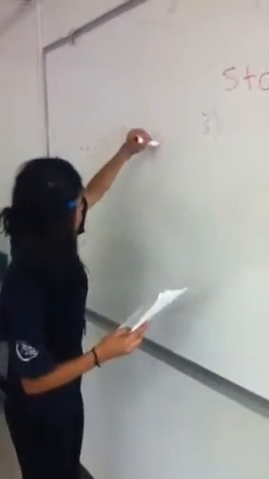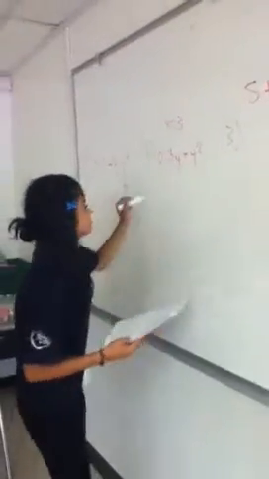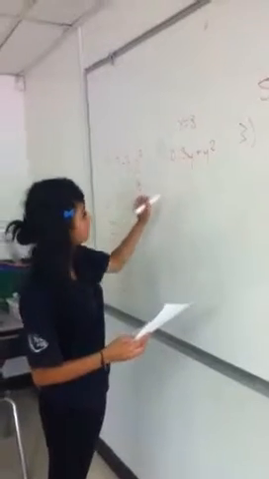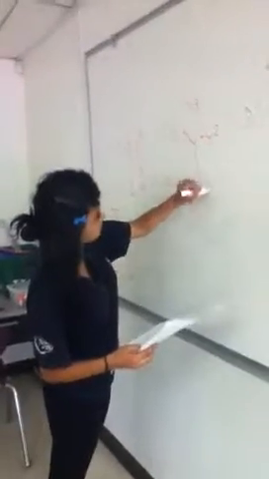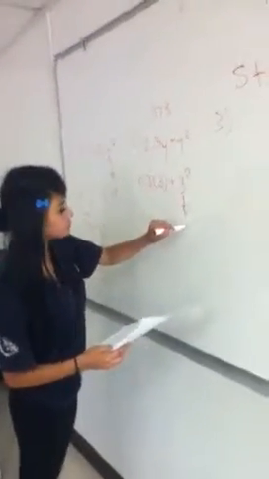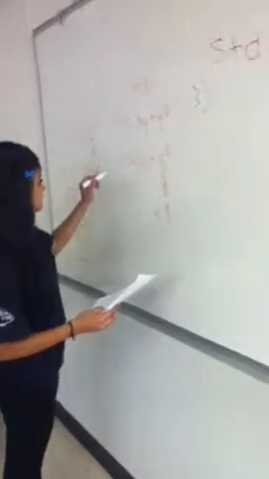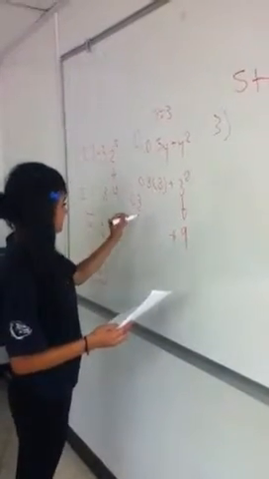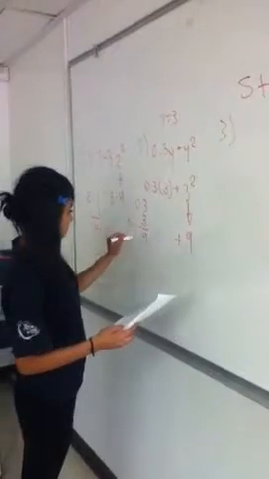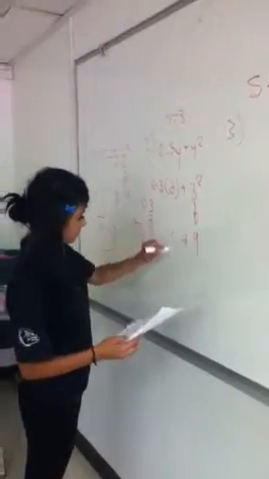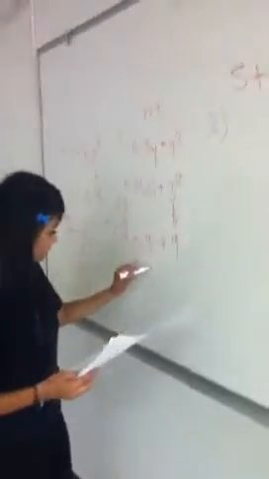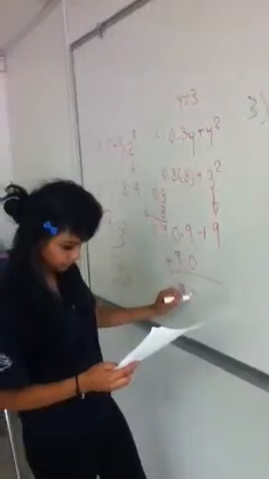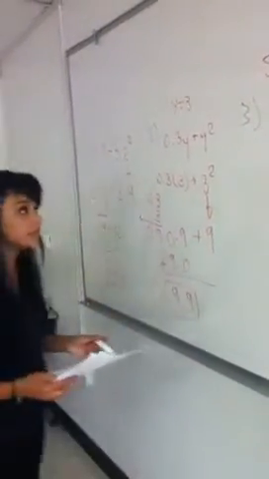For number 2, we have to evaluate 0.3y plus y squared, and y equals 3. So what you do is you plug in 3 for every y that you see, which makes 0.3 times 3 plus 3 squared. 3 squared equals 9, and 0.3 times 3 is 0.9. Then 0.9 plus 9 equals 9.9, and that's your answer.